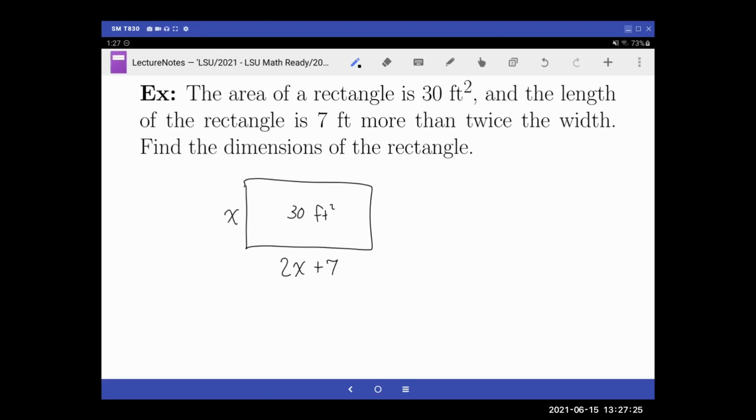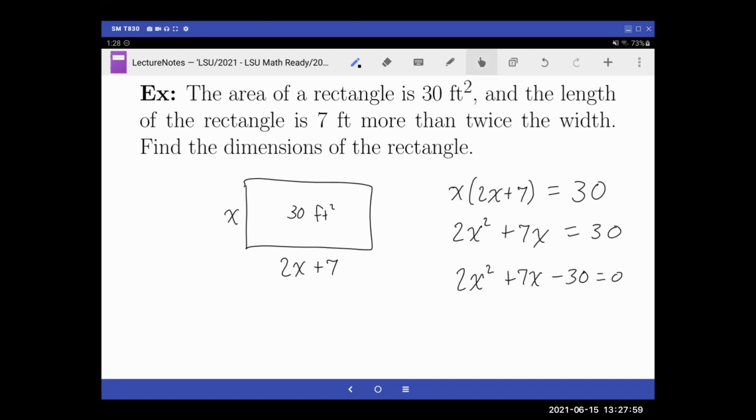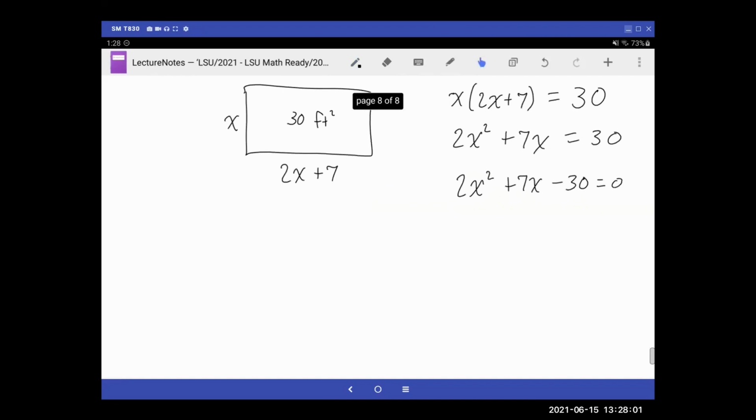Okay, well, I know how to find the area, right? Length times width, so I'd multiply these two together, and it equals 30, right? I know the area. Once it's in this form, it's pretty much just run to the answer now, right? Distribute the x. This is a quadratic, so let's get it equal to 0. Let's subtract 30 from both sides. And so we can kind of ignore the context for now while we just work through this algebra here.